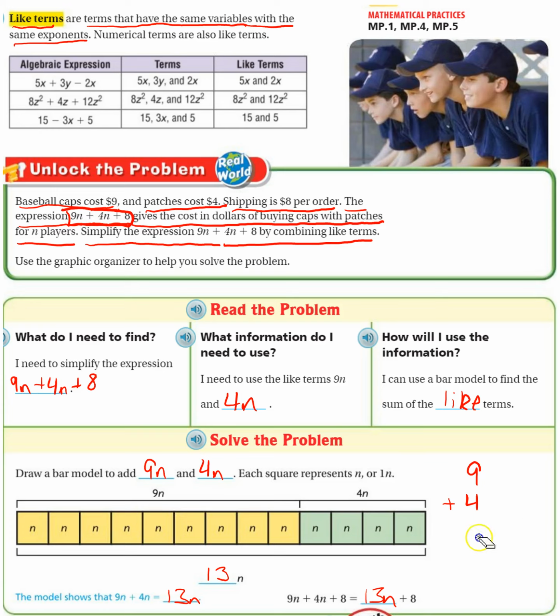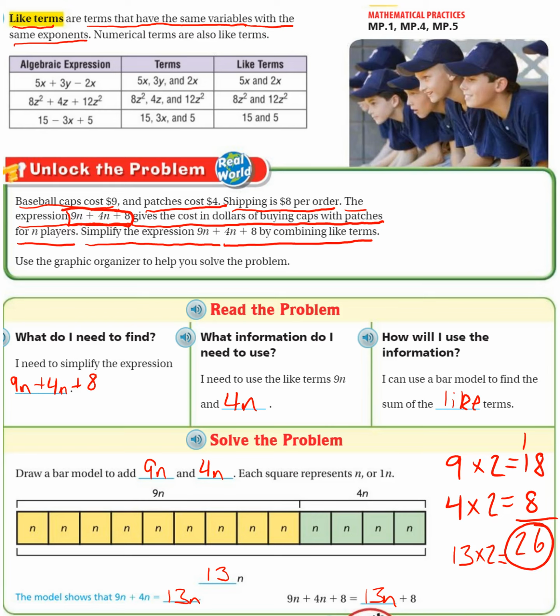Now, let me show you really quickly why this is acceptable. Let's plug in a number for n, and I'll show you how it works. Let's plug in 2 for n. If I do 9 times 2, that equals 18, and I do 4 times 2, because 4n would be 4 times 2, that equals 8. So my total is going to be 26. Now, let me show you what happens when we combine terms. If I do 13n, or 13 times 2, I also get 26.